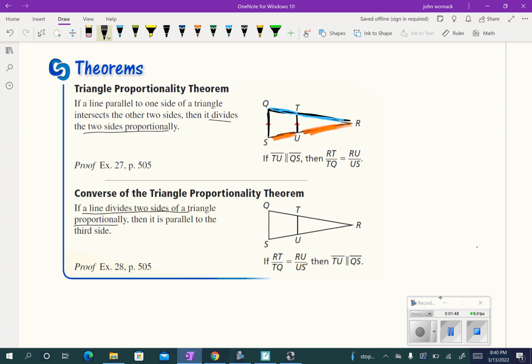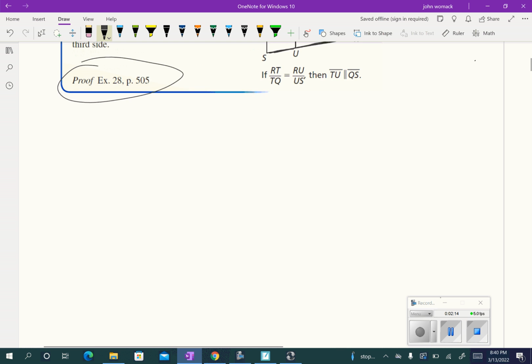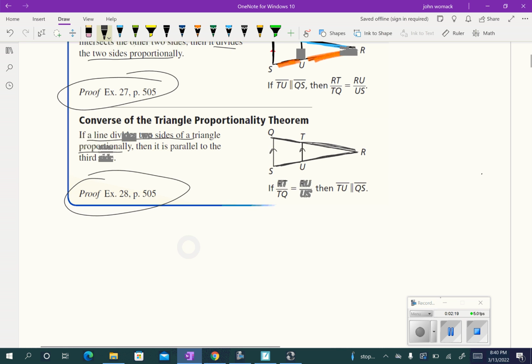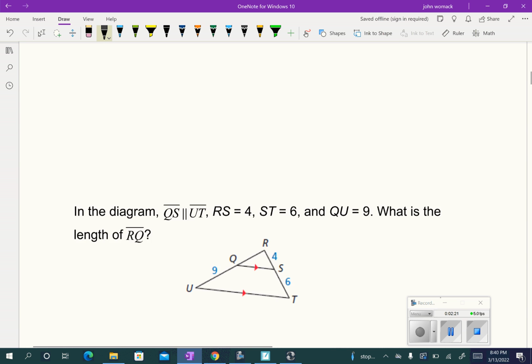If you look in the book, you can see the proof that goes along with those. What it's saying down here is if you can show that the sides, like RT and TQ, have the same ratio as RU and US, that's enough to prove that they are parallel to each other. So it goes both directions. If they're parallel, the segments formed are proportional. If the segments are proportional, that proves the two lines are parallel to each other.